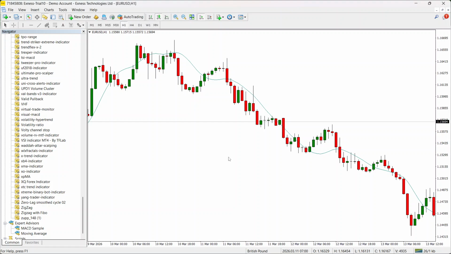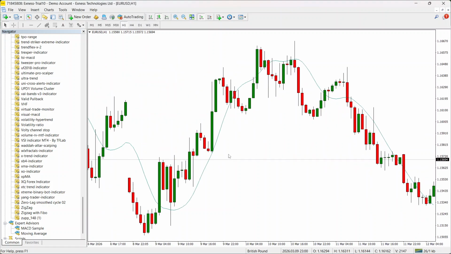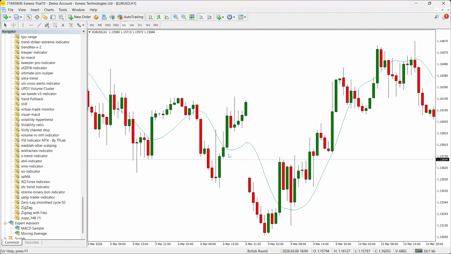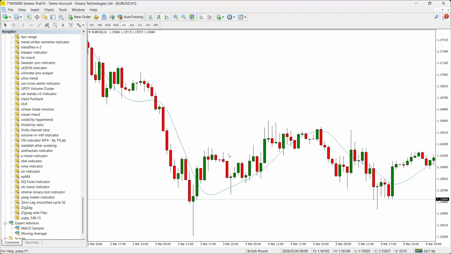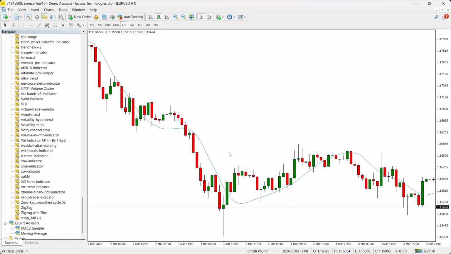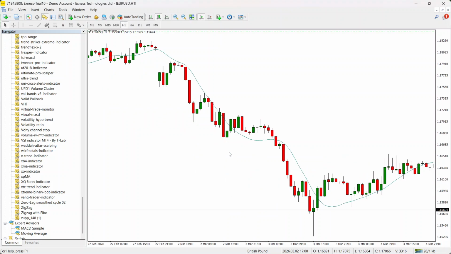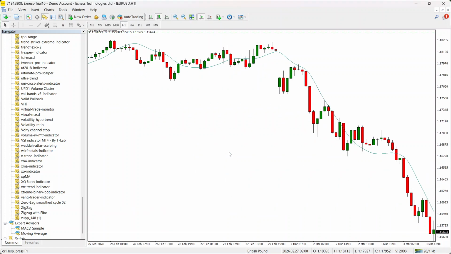It still lags price, can flip frequently in sideways or news driven markets, and should be paired with support and resistance, price action confirmation, and solid risk management rules rather than used as a standalone signal generator.